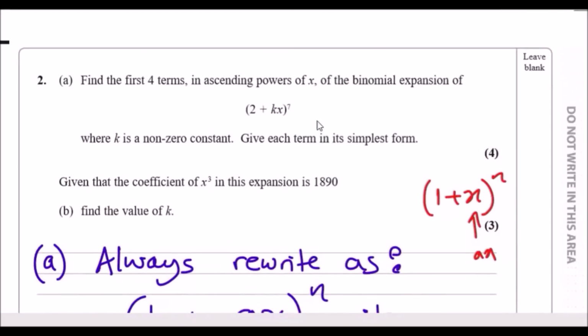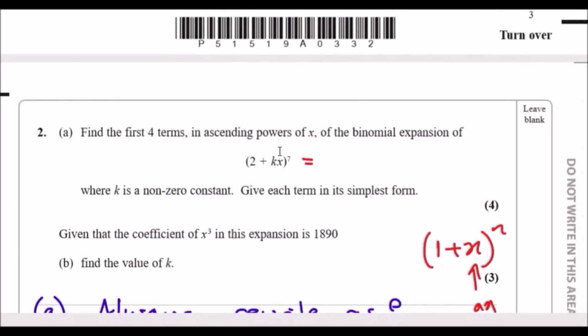Now, to easily sort this out, the trick is to always factorize the 2 out. So to write as a 1 plus form, if you take the 2 out, it'll be 2 out the bracket. And because this is all power 7, remember to take 2 to the power 7 out. And you're left with 1 plus kx, because you took 2 out, divided by 2, all to the power 7.